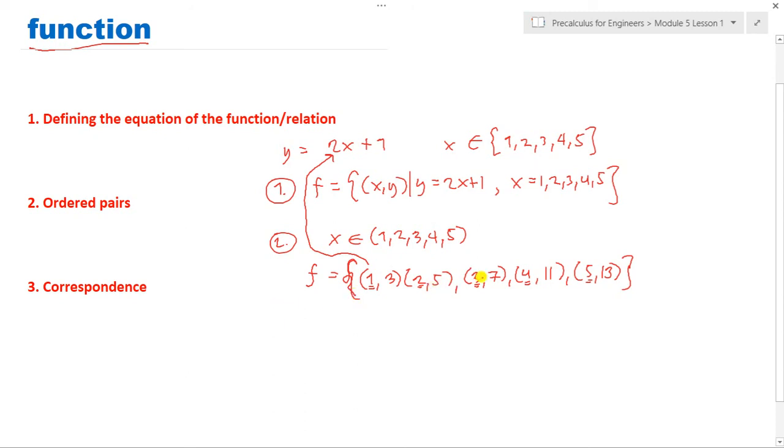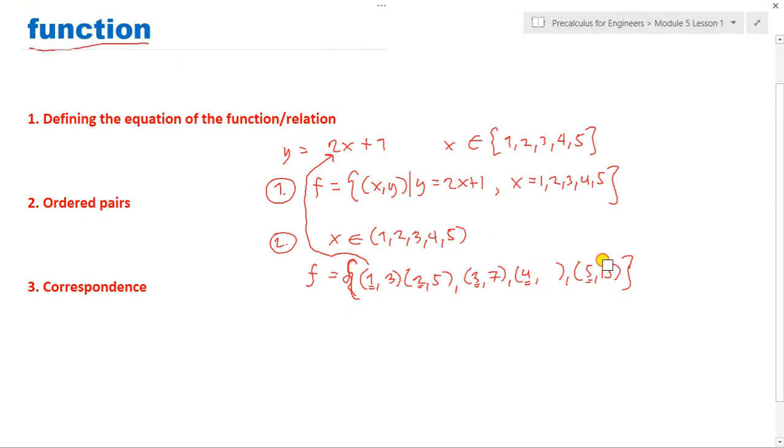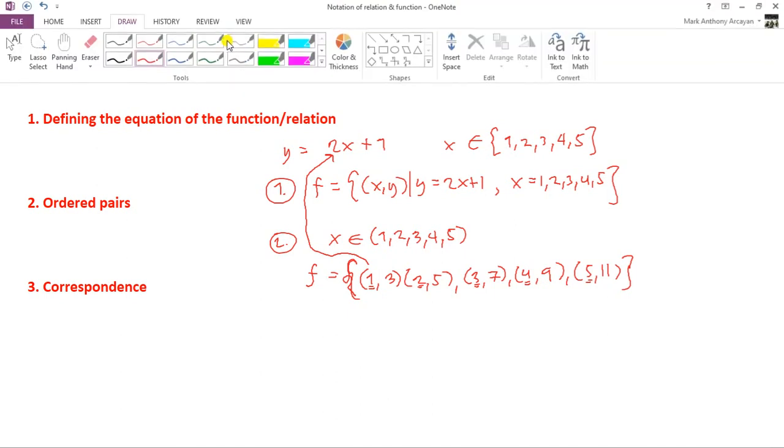Okay, 4 and 5, where? Oh, 9. Okay, sorry, thank you for correcting. So this one is 9 and 11. So it is 7, 9, and 11. Okay, these are odd numbers, based on our function. So again, take note of that one.